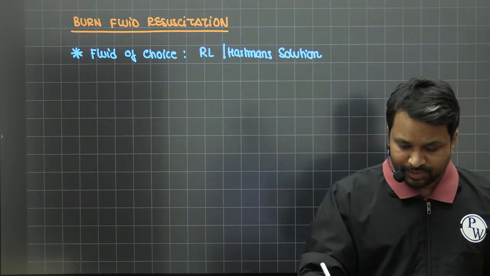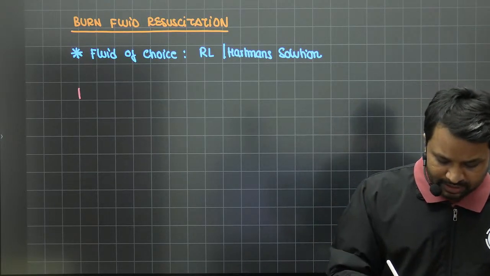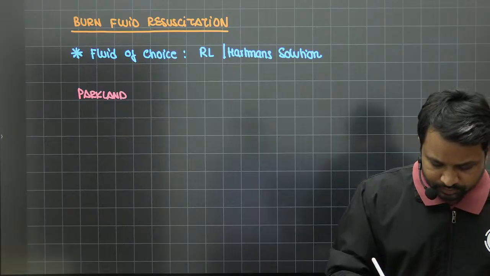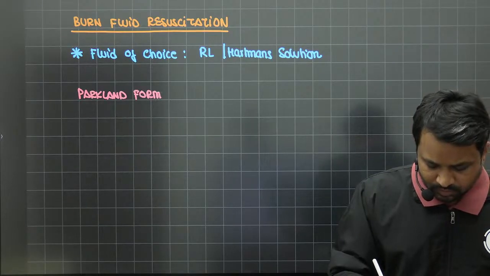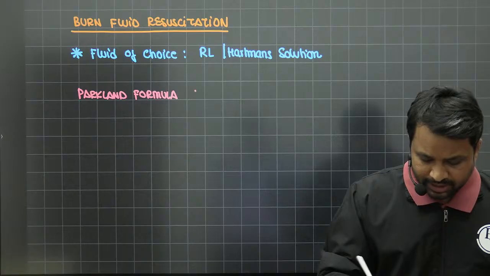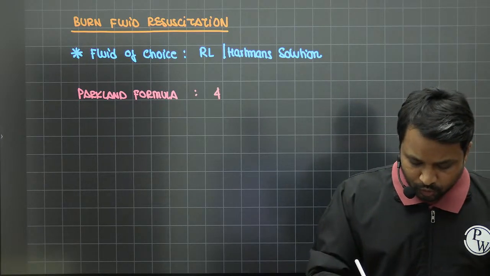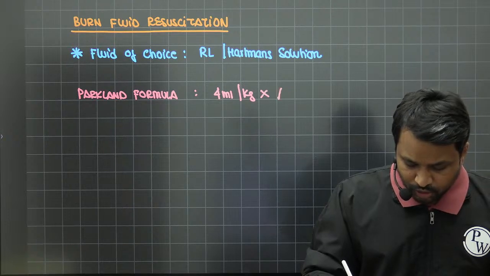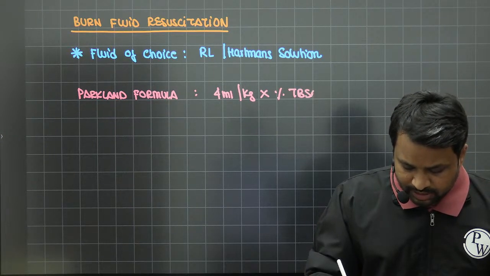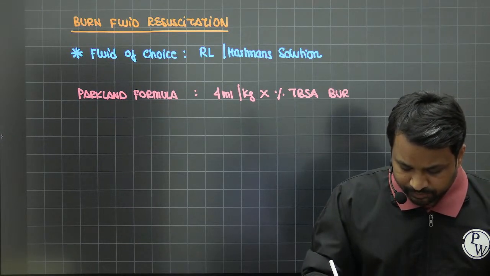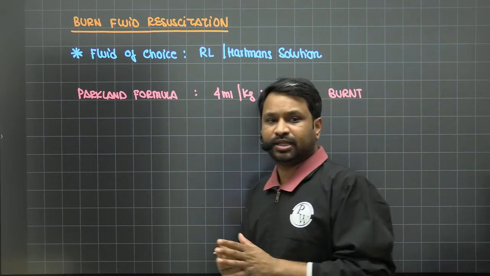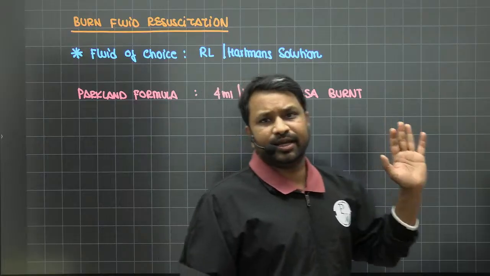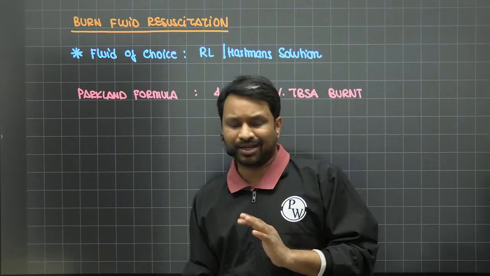Initially, when we started the burn fluid resuscitation, we had something called the Parkland formula. According to the Parkland formula, you have to take 4 ml per kg per percentage of total body surface area burnt. So 4 ml per kg into the percentage total body surface area burnt is what you're looking at as the Parkland formula.